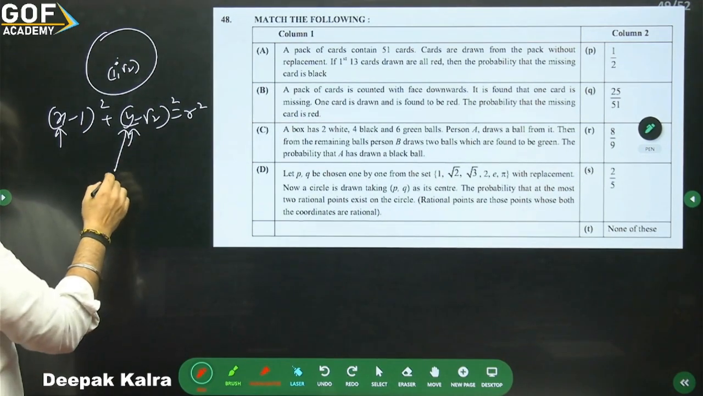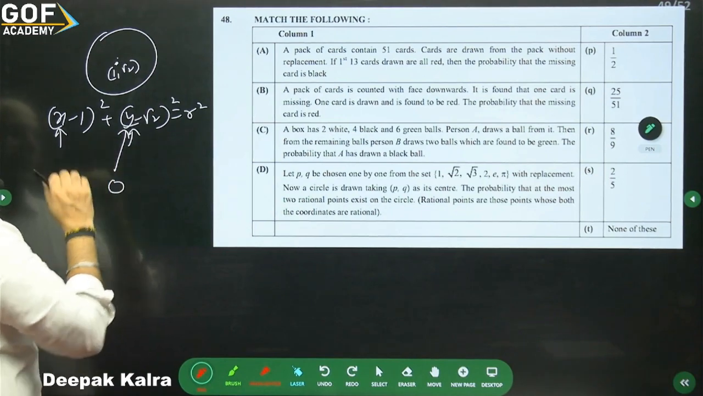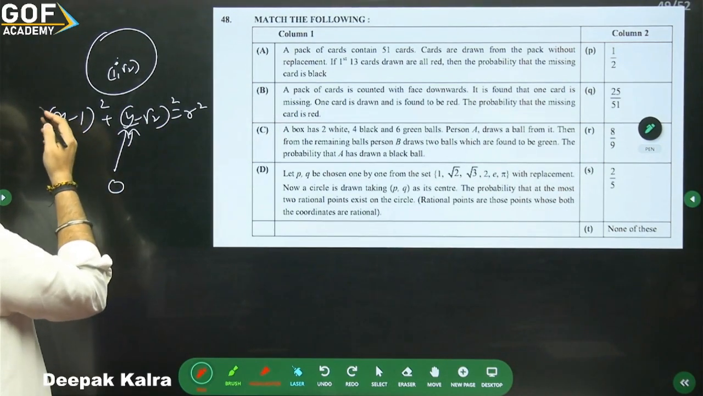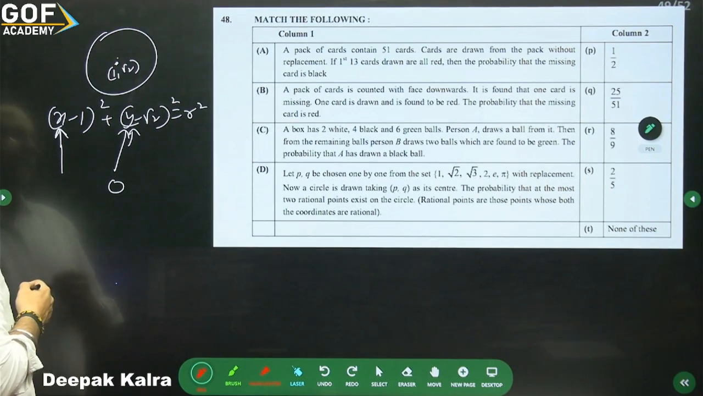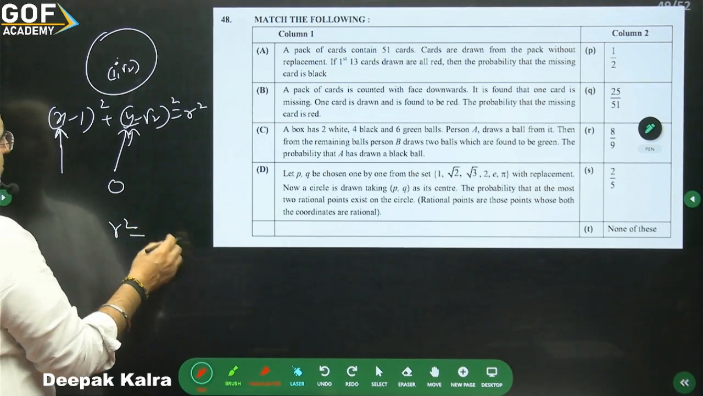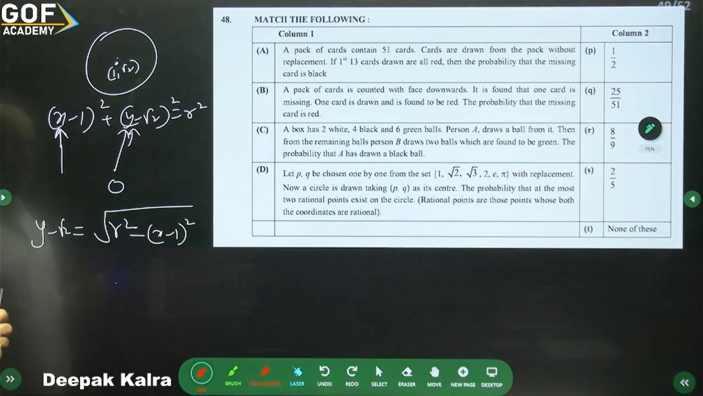y should be either 0 or a combination of root 2, right? To give r square as rational. But in x, you have infinite. There should be some radius they should mention in that case then. How will you get this then?